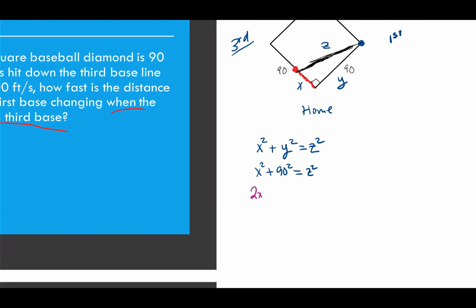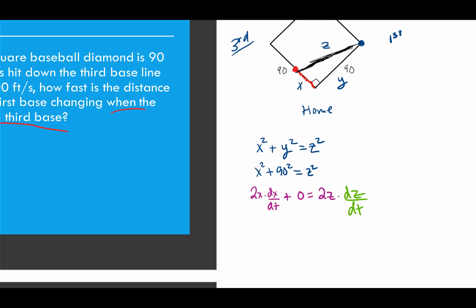Now let's go through and take a derivative. So we get 2x dx dt. Man, this must seem very familiar to y'all already. Plus absolutely nothing is equal to 2 times z times dz dt. Hey, that's what we're looking for, right? That dz dt. How's that z changing with respect to time?